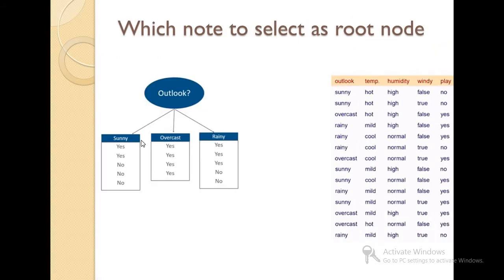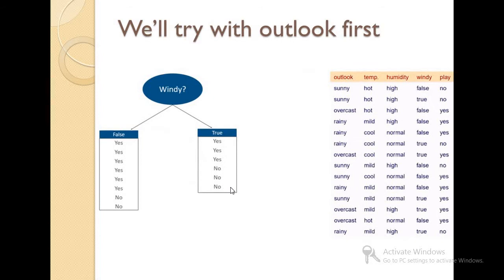Then now we look forward to sunny, overcast and rainy. We have to calculate: in overcast all are yes, but in sunny some are yes and some are no. So we arrange the data on the basis of this. We will try to look at outlook first.